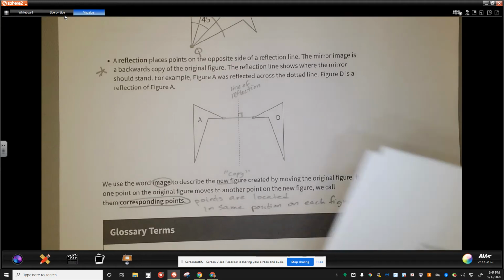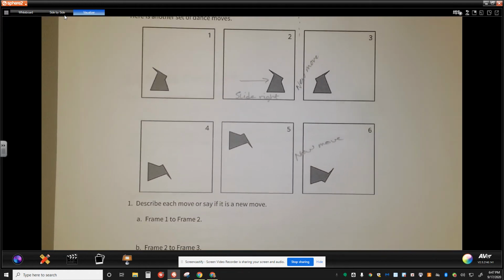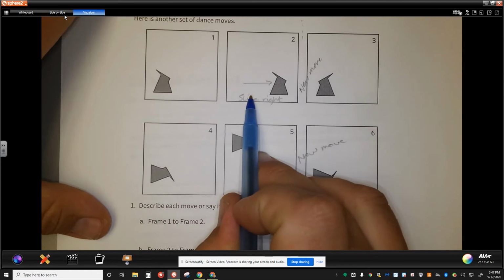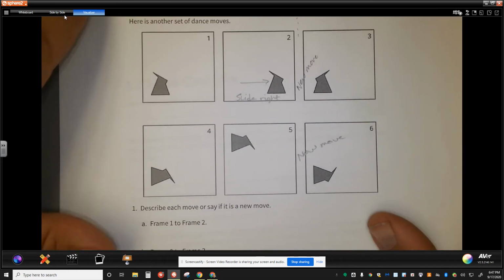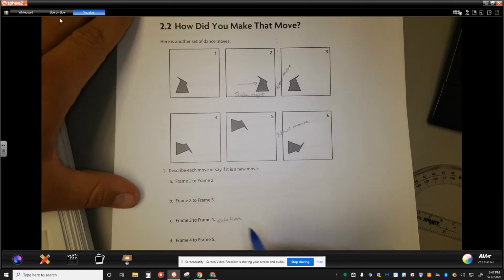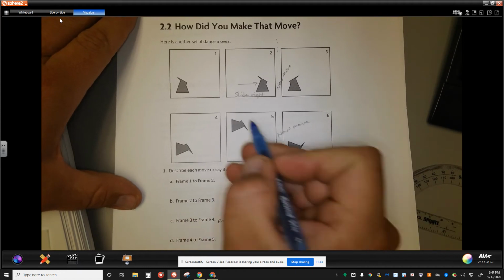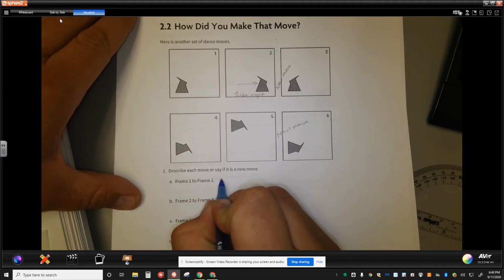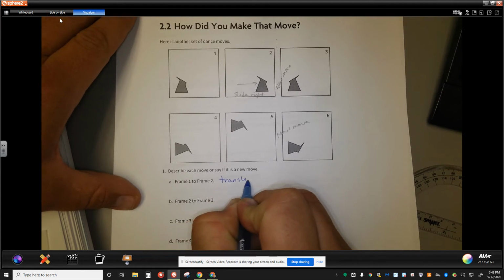Okay, now that you've had a minute to take a break, let's go back and look at this. I'm actually going to use a different colored pen to describe how we made those moves. We talked at the beginning about how this was a slide right. What we should be able to do today is discuss frame 1 to frame 2 in a more precise way. Rather than saying slide right, we would say translate right.